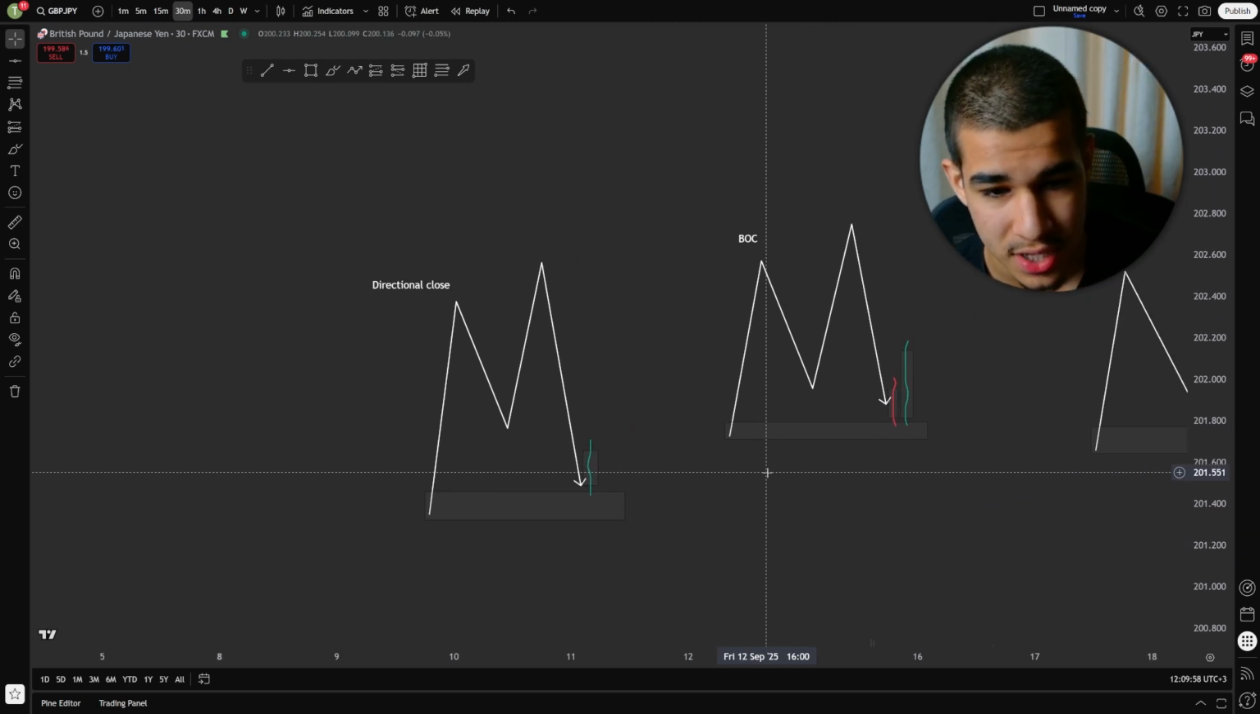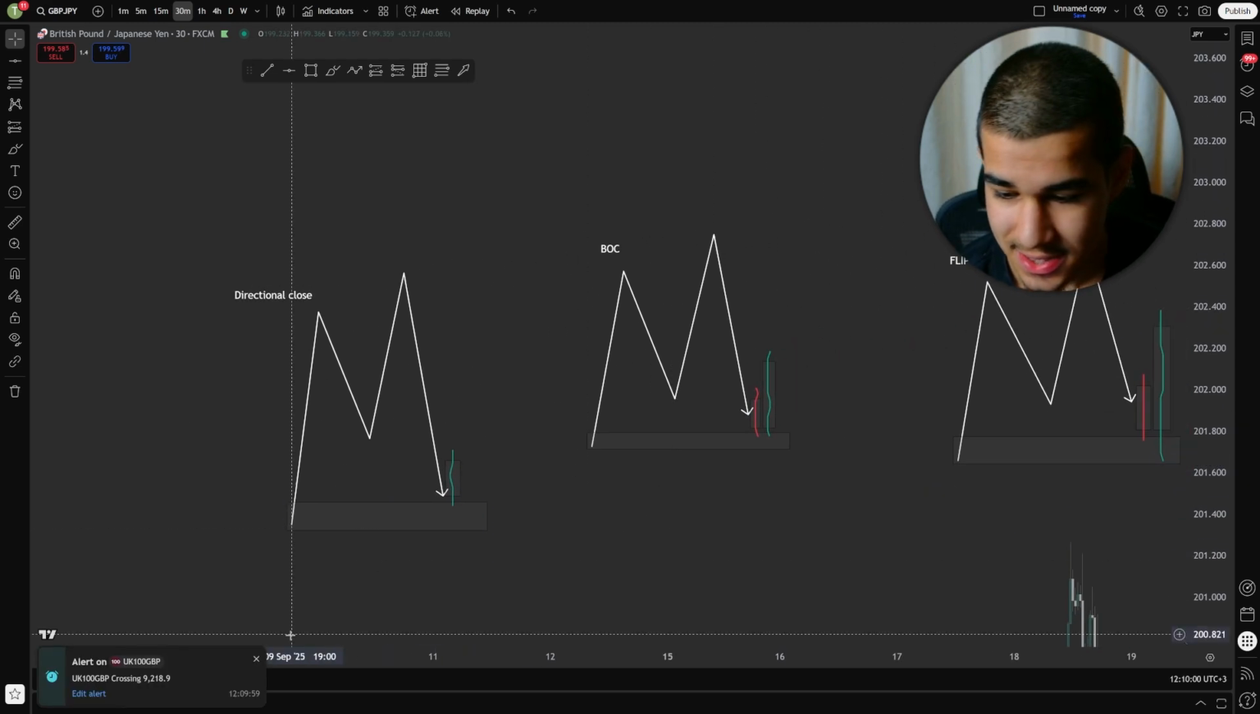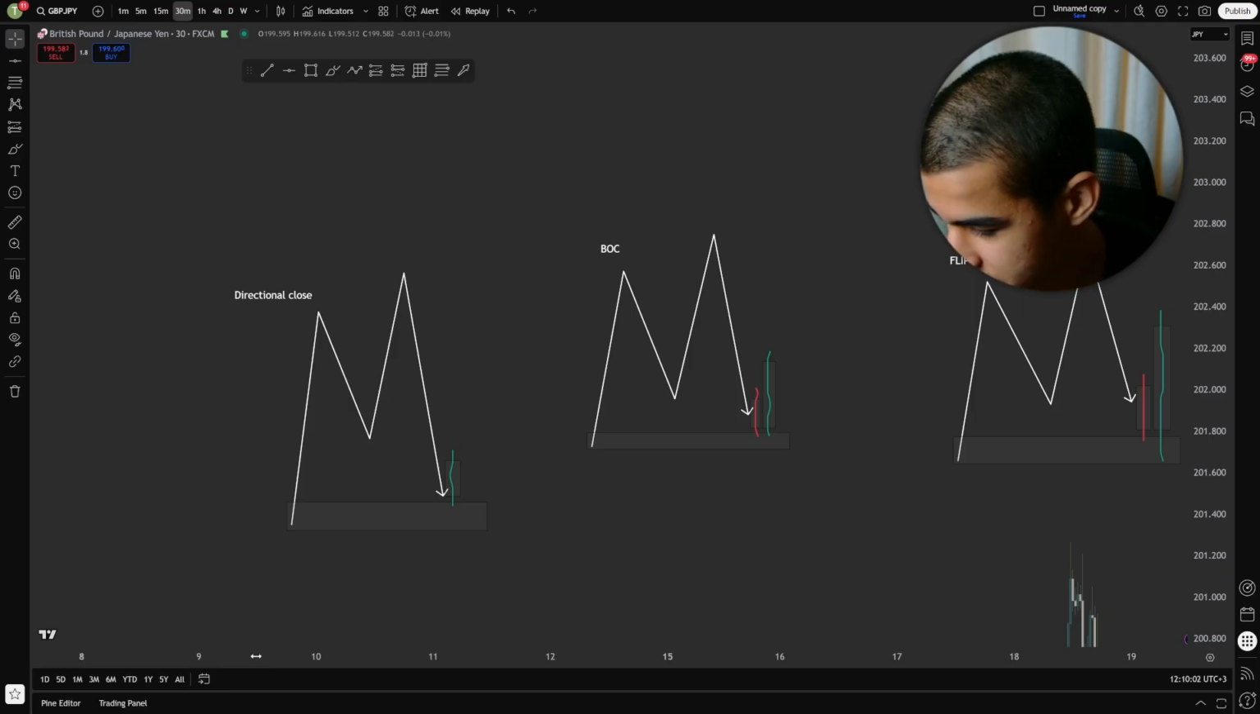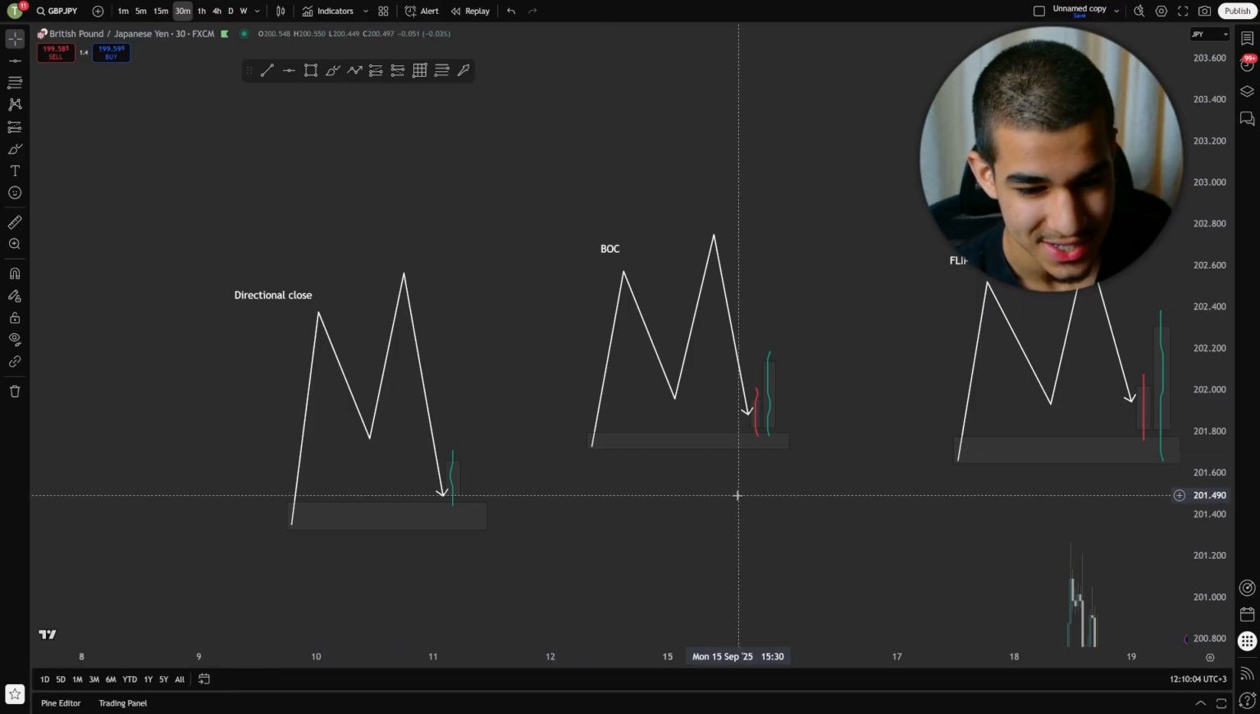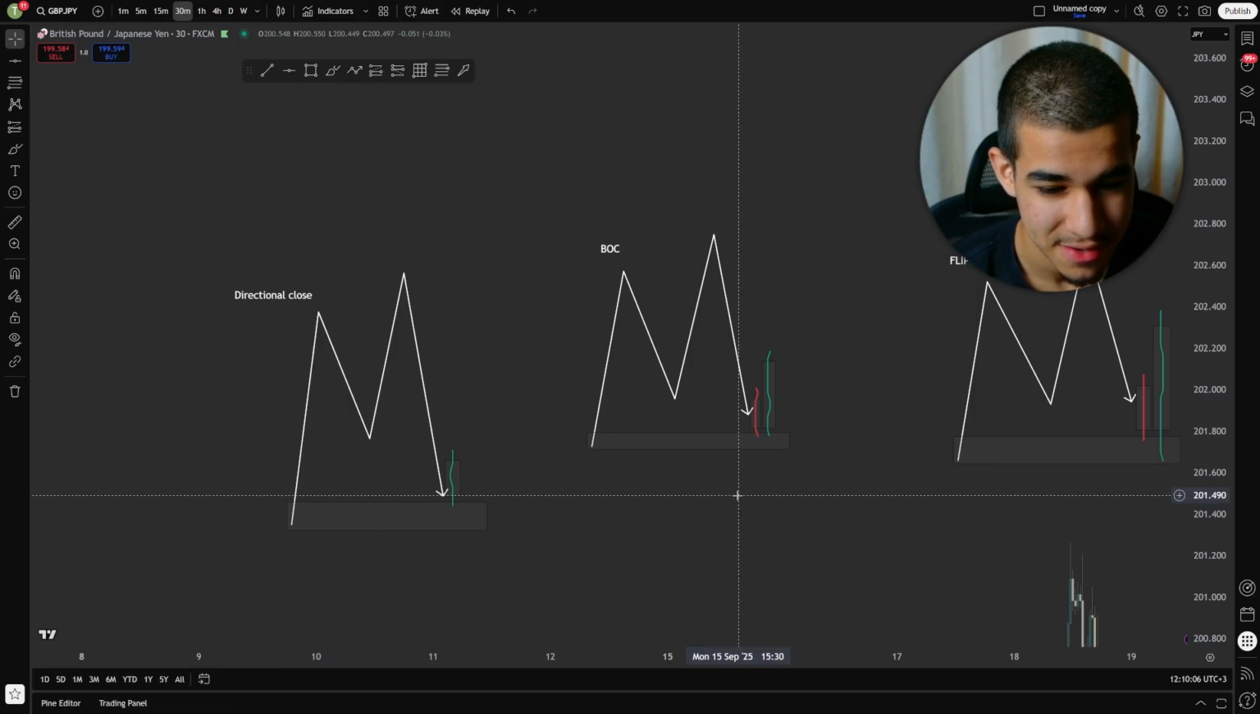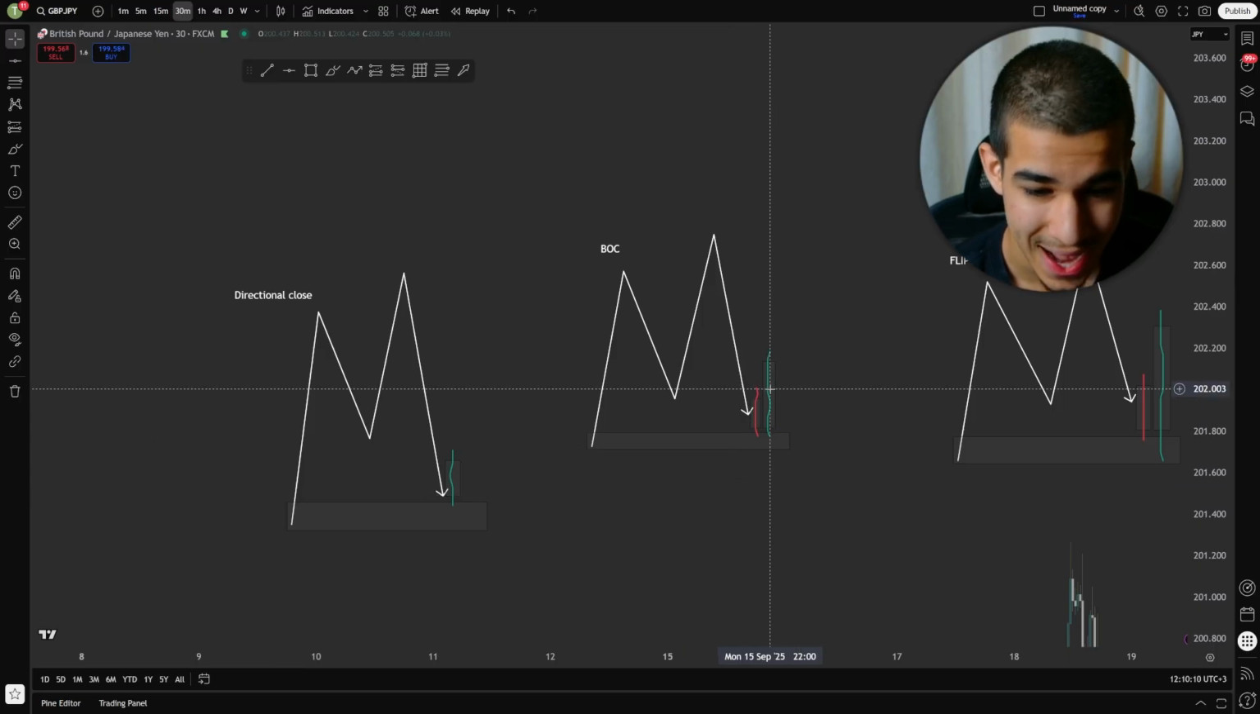Now, a break of previous candle is, let's say, okay, UK 100 just tapped. I'm going to check that later. I'm just going to set an alert. But yeah, a break of candle is when you enter on the previous candle's break.